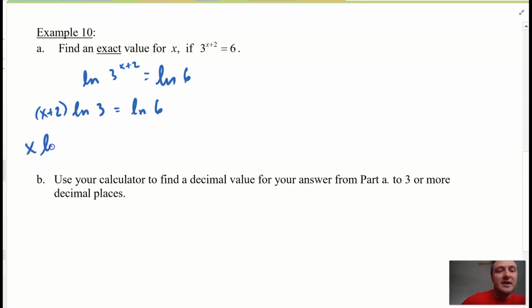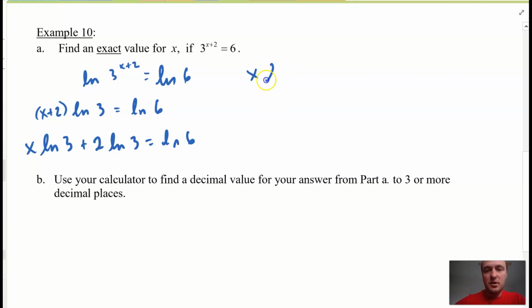Okay, so the reason I tell you to put parentheses is because you have to distribute this. Expand it out, this is x times the natural log of 3 plus 2 times the natural log of 3 is equal to the natural log of 6. Now I want to solve for x, so I'm going to shuffle everything that doesn't have an x in it over to the other side.